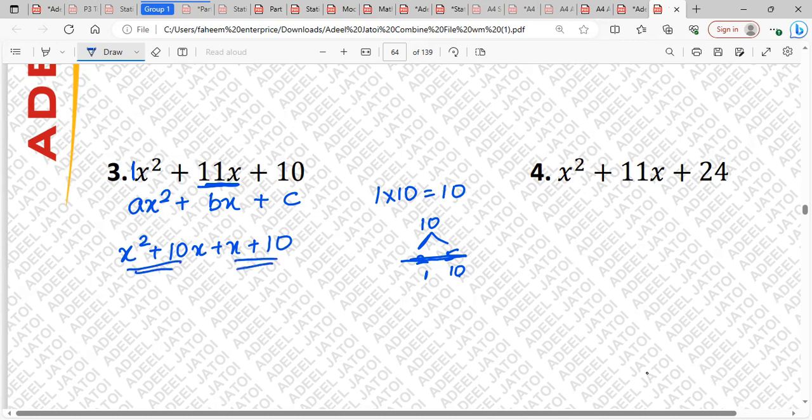Common between these two will be x, x plus 10. And common between these two will be plus 1, x plus 10. If there is no common, then plus 1 will be common. So your two factors are, one is x plus 1. The other factor is x plus 10.